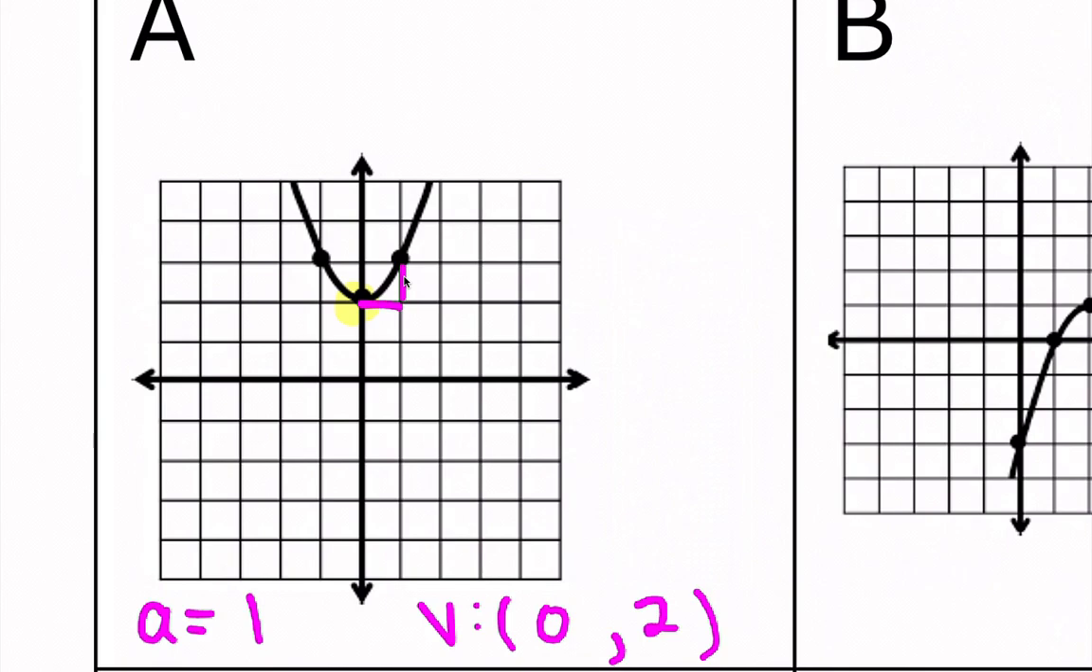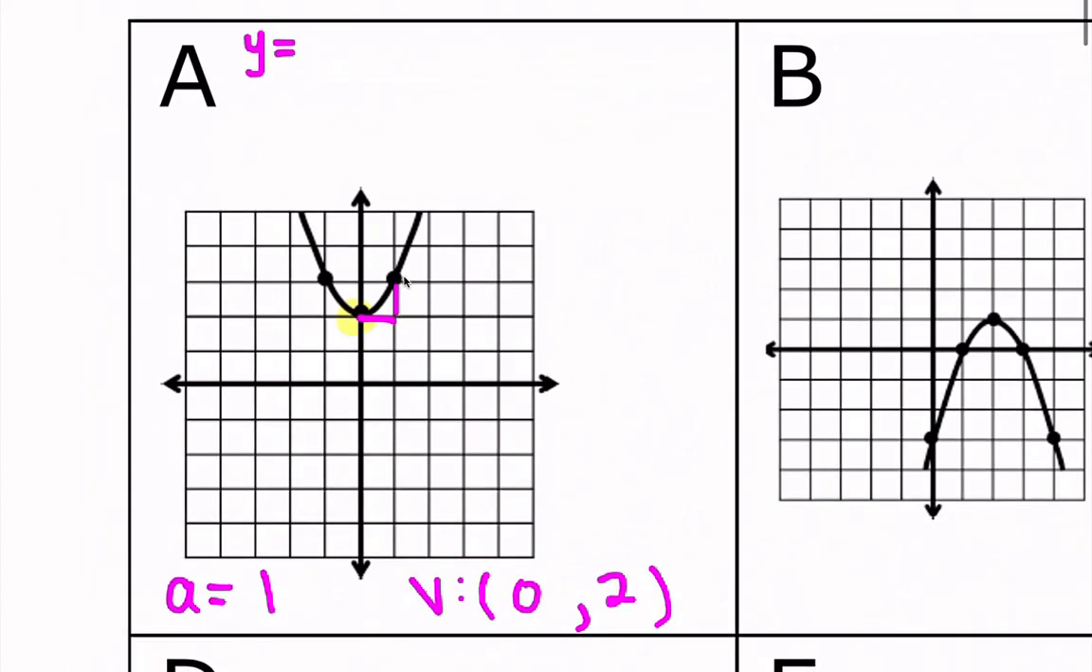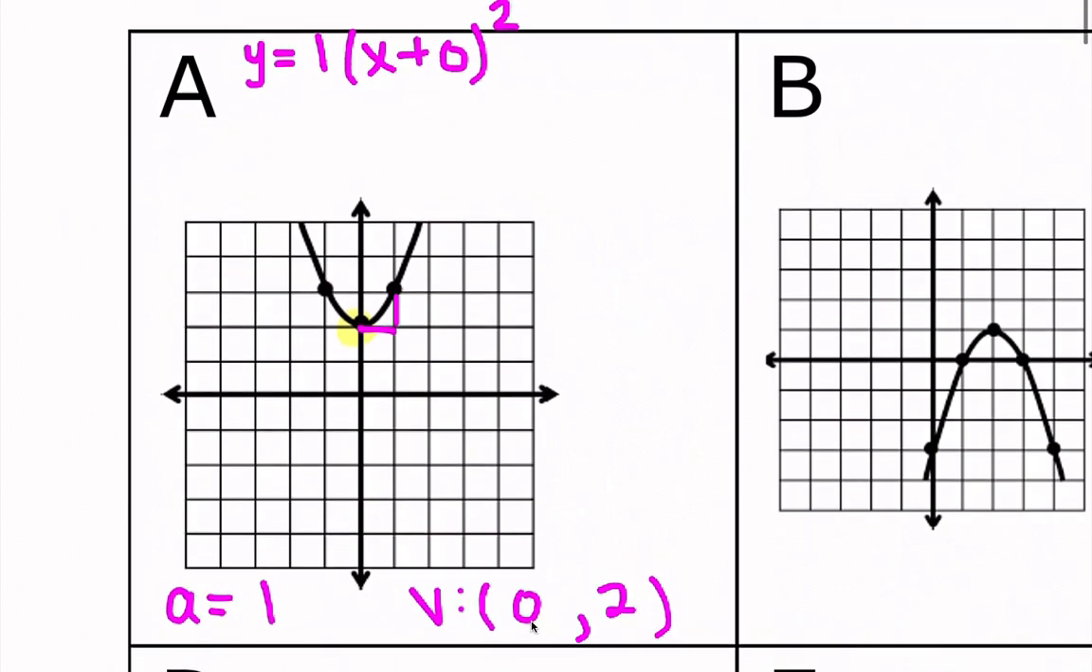Okay, the reason that we're doing this is because once I have my a value and my vertex, I can write the equation in vertex form. So this is how you do it. It's y equals, you write your a value first, you open parentheses, you write x, then you put the opposite of your x value. Well, my x value is a 0. Well, you can't really have the opposite, so it doesn't really matter. Okay, this is important. After you close your parentheses, you've got to square this guy. If you don't square it, it's no longer a parabola. And then at the very end, we put our y value. Well, my y value of my vertex is a positive 2.